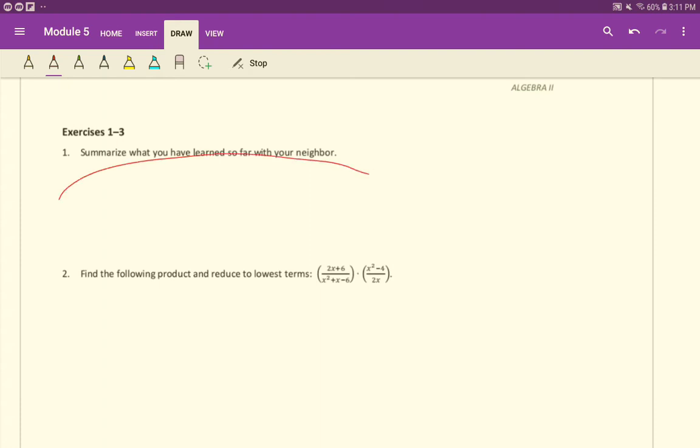All right, so obviously you don't really have a neighbor to turn to right now, or you might, but they might not be doing the exact same thing right now. So we'll hold off on summarizing what you've learned so far with your neighbor. Okay, just kind of think about in your head maybe what you learned so far.